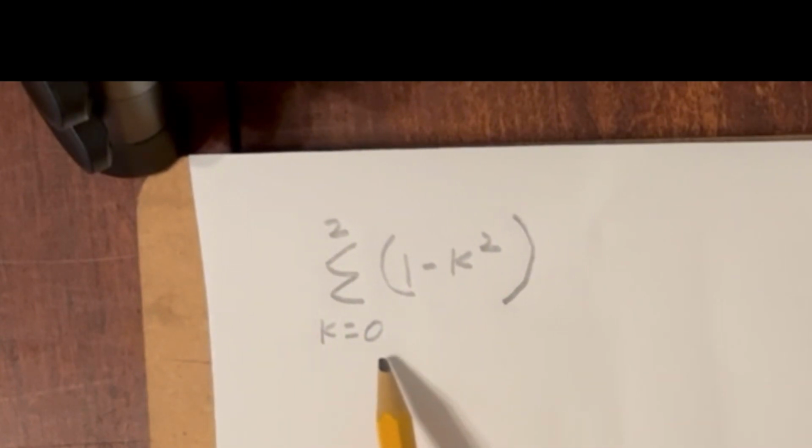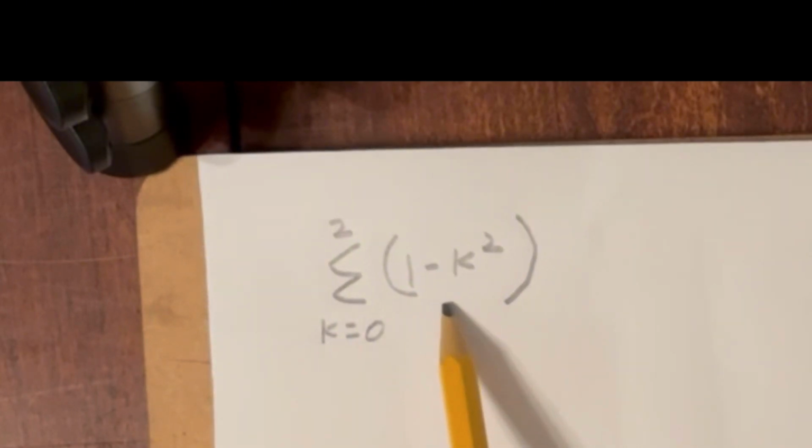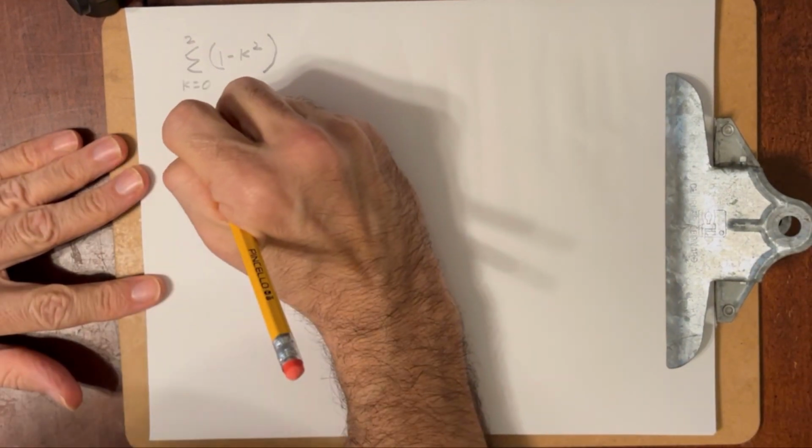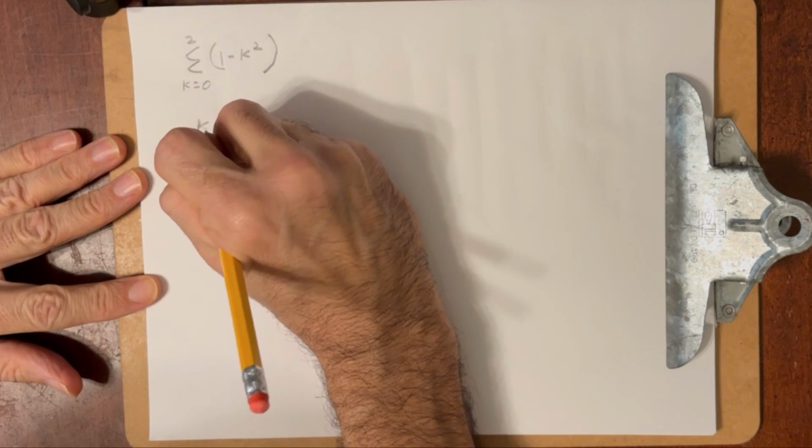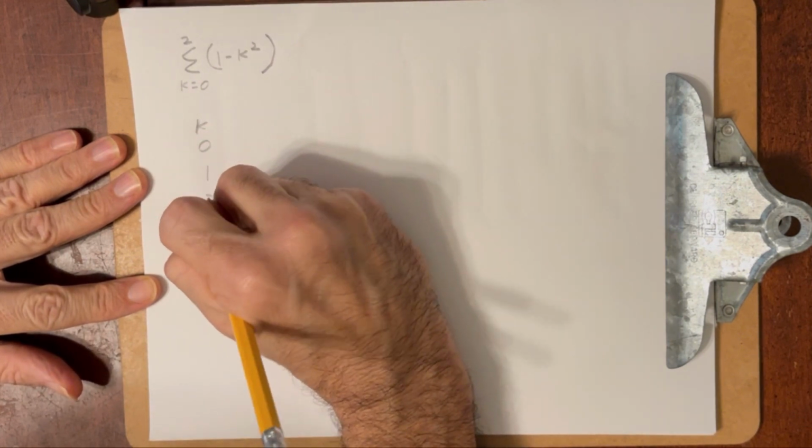So here we have a typical example of a summation evaluation question. You would read this as the summation as k goes from 0 to 2 of 1 minus k squared. So the easiest way to approach this problem is to simply make a little table where we have k, and k is 0, 1, 2.